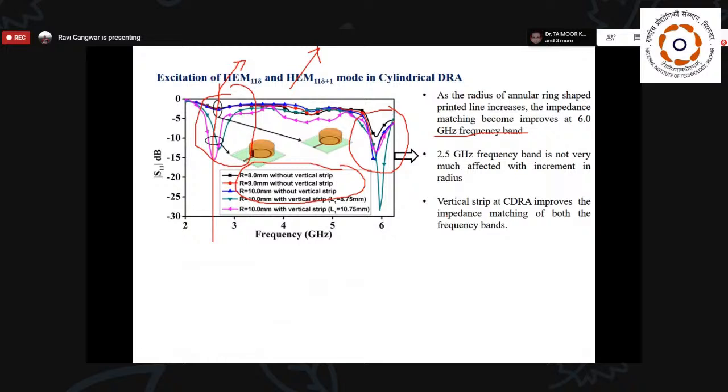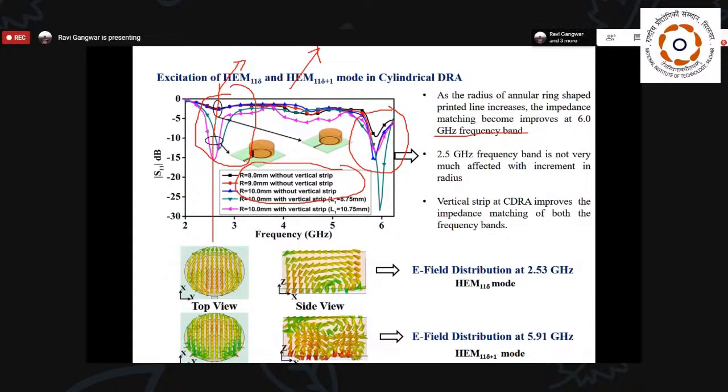So to confirm the HM11 delta modes, we have drawn the electric field distribution at 2.53 gigahertz, at the resonant frequency of the lower mode and the resonant frequency of the upper mode. From these two electric field distributions, we are able to say that we are able to create the HM11 delta mode at the lower frequency and the HM11 delta plus mode at the higher frequency. So here we can say that we are able to generate these 4 different bands up till now in that particular structure.